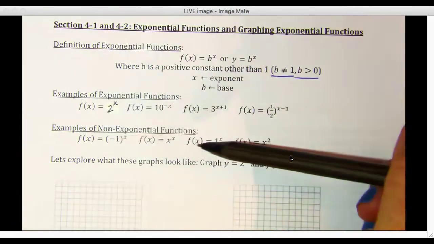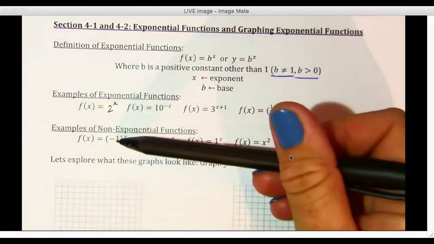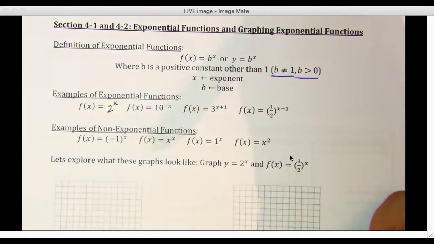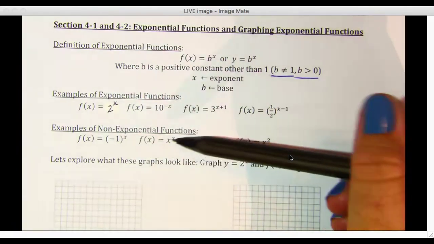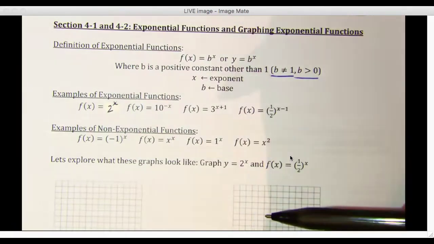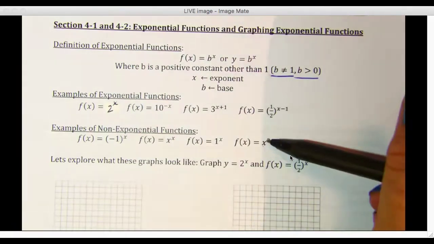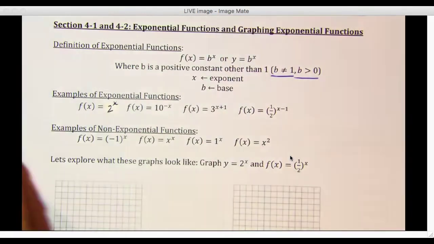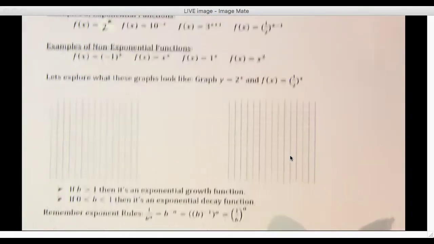These are not exponential functions. So a base of -1 can't be negative. A base where we have an x to the x power, that's not exponential. My base being 1, again, not exponential. And then x squared, that's actually a polynomial, which we've been working with most of the semester.